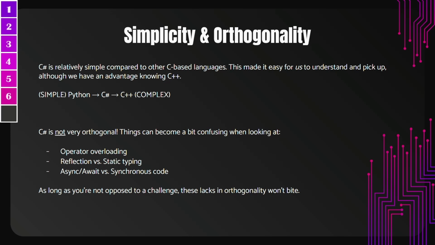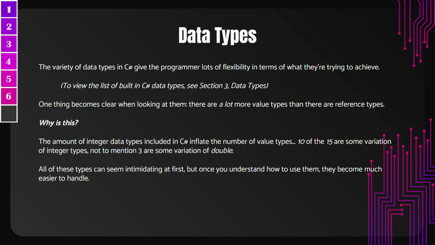As for the simplicity and orthogonality of C#, C# is a relatively simple language compared to C++, not as much compared to Python, so it shouldn't be too hard to pick up, especially if you already know C++. C# is not very orthogonal. Things can become a bit confusing when you're looking at operator overloading, reflection versus static typing, and the async and await operators versus synchronous code. But as long as you're not opposed to a challenge, these lacks in orthogonality will not bite you.